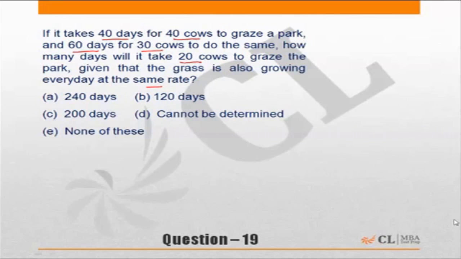So the question tells us that 40 cows take 40 days to graze. Second condition, 30 cows take 60 days to graze. And then it's asked how many days can 20 cows graze the complete park. We need to find this. My starting point is my answer should be greater than 60.